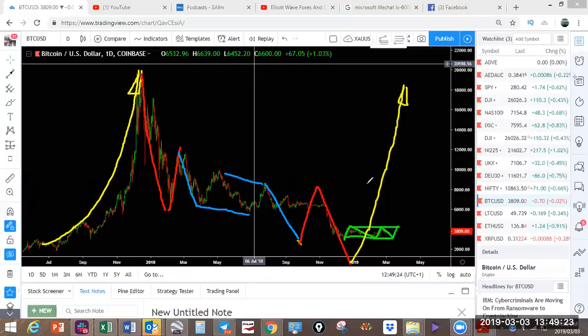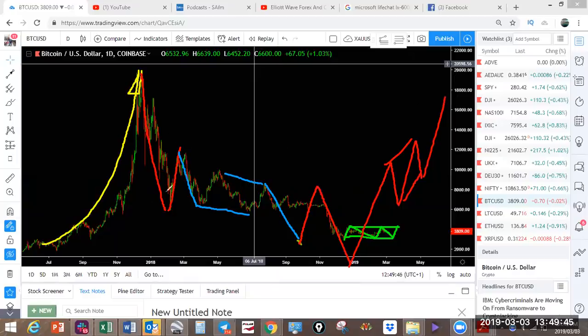Okay, so that will also depend. I think I've shown you that this move may not be the impulsive move that we're all expecting. This may be another corrective move that takes as long as this one, can do exactly the same thing and give us something like this one, even though the structure may not be exactly the same. It may do something similar and then go up like that.